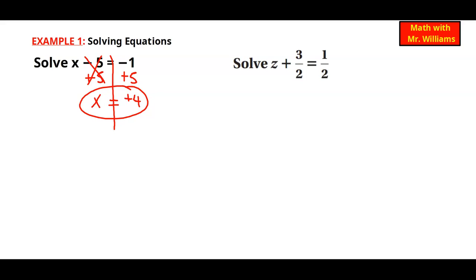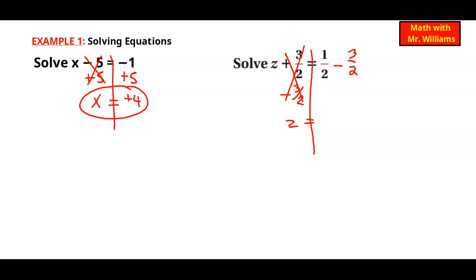On the second one, we do have fractions, but the same process applies. So we're going to draw our line of equality. I see I'm adding 3 over 2, so I'm going to subtract 3 over 2 from both sides. This cancels out, leaving me the variable z equals 1/2 minus 3 over 2.